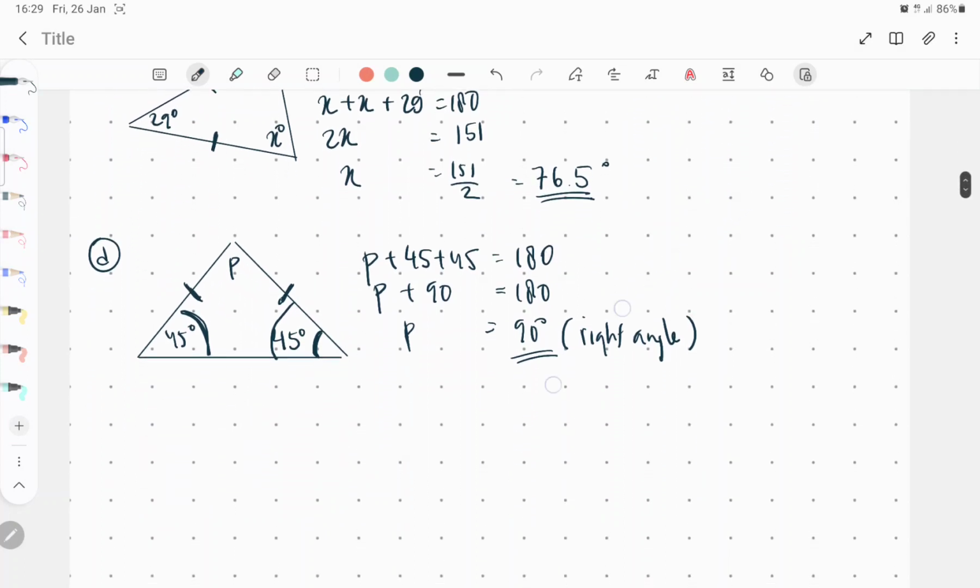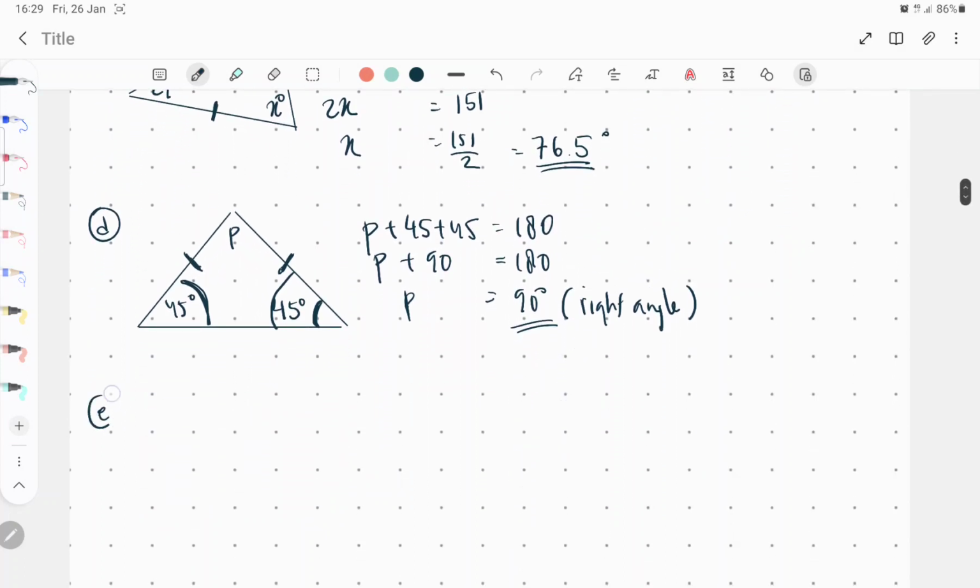Now go for E. We have this 60 on the upper angle and the bottom right angle, and this is x cm. So we know that we are doing different working. Why? Because previously from A until D we were finding angles. Now we're going to go for sides.